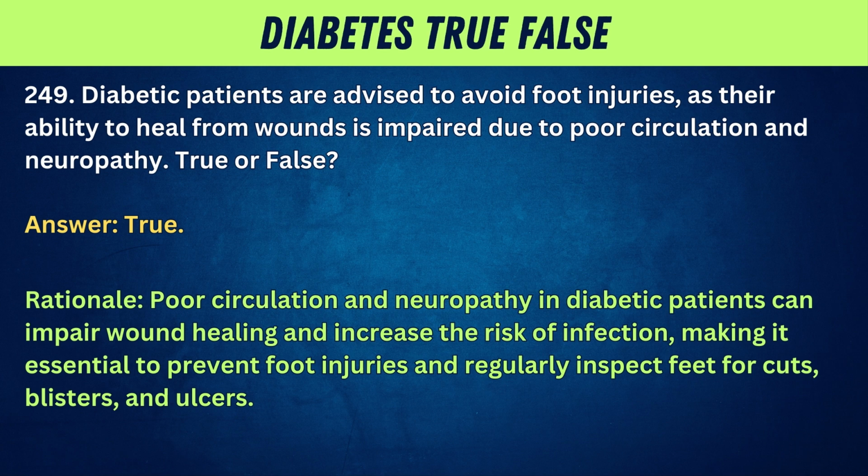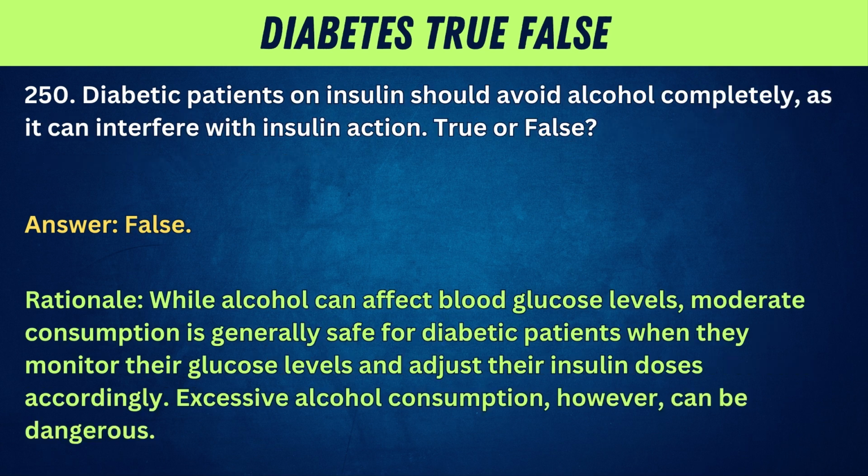249. Diabetic patients are advised to avoid foot injuries, as their ability to heal from wounds is impaired due to poor circulation and neuropathy. True or false? Answer: true. Rationale: poor circulation and neuropathy in diabetic patients can impair wound healing and increase the risk of infection, making it essential to prevent foot injuries and regularly inspect feet for cuts, blisters, and ulcers.